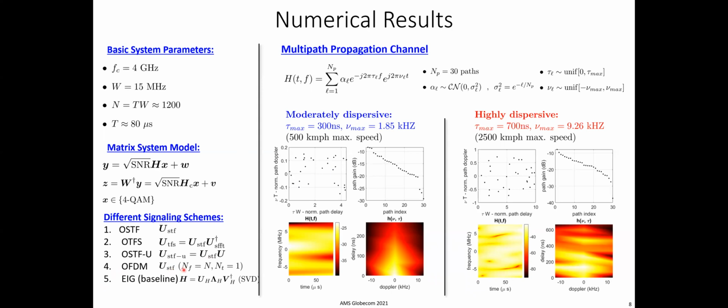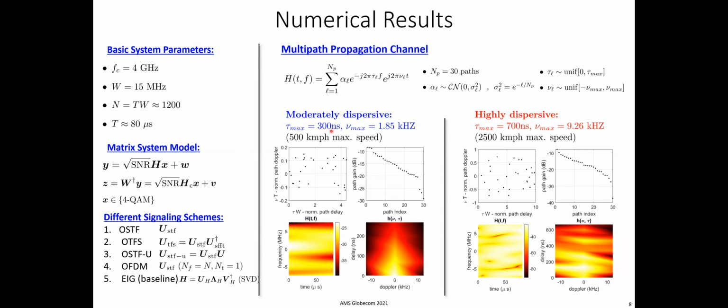Then OFDM also, where N_F equals N in the U_STF matrix, and a baseline eigen-based system which communicates over the singular vectors at the transmitter and receiver. And this is the diagonal effective channel matrix so that there's no interference. And we consider two different scenarios. We have 30 paths. In one case, the delay spread is a moderately dispersive channel.